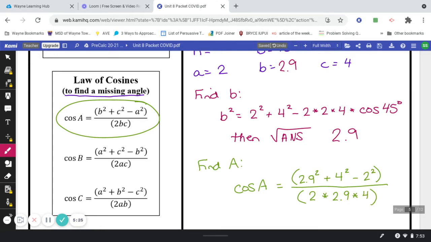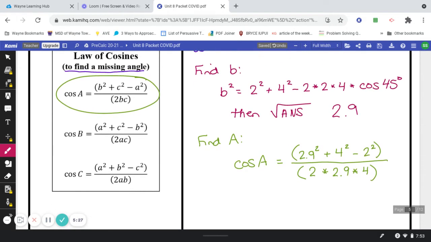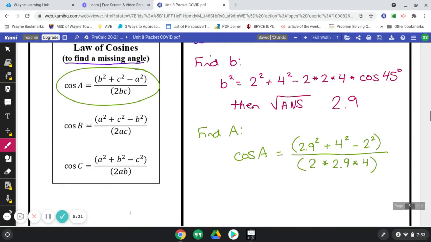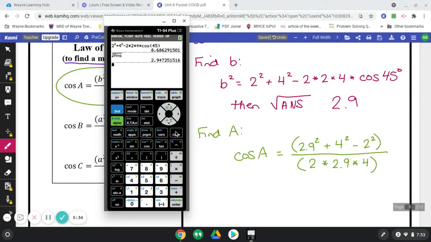All right. And then we'll type this into our calculator, making sure again that you include all the parentheses. So we'll start with a parenthesis and then 2.9 squared. And just type everything in very carefully. Make sure you close the parenthesis, then do the division sign, and then start a new parenthesis.